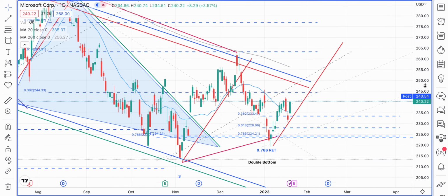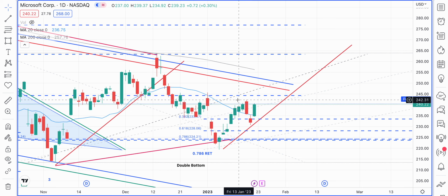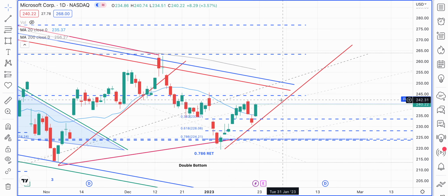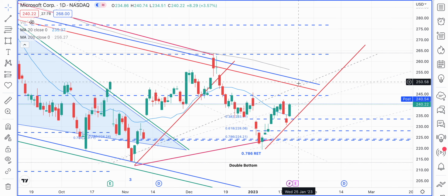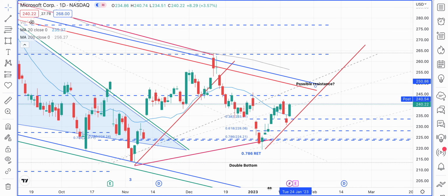Today's candle looks pretty good. If it takes this high out of 243 around this level, then we could have another one-to-one ABCD projection higher right into this upper channel resistance. So we'll just put that possible resistance.